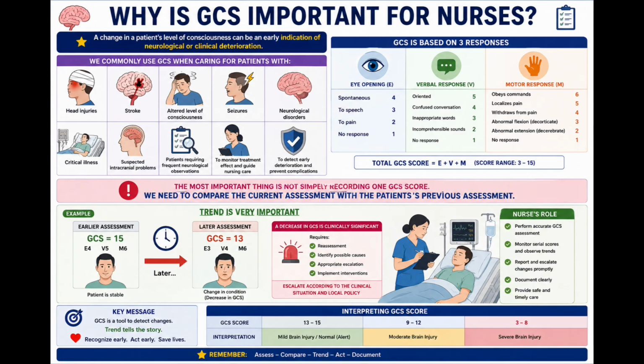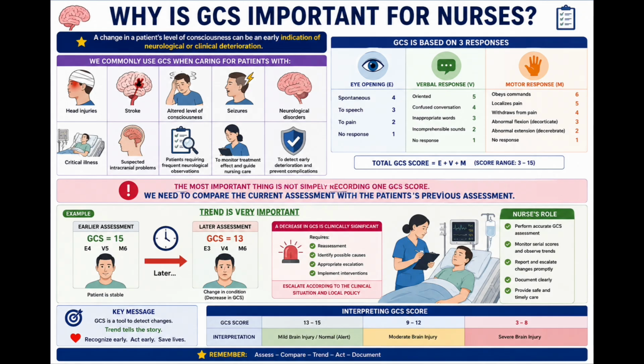Why is GCS important for nurses? GCS is important because changes in a patient's level of consciousness can be an early indication of neurological or clinical deterioration. We commonly use GCS when caring for patients with conditions such as head injury, stroke, altered level of consciousness, seizures, neurological disorders, critical illness, suspected intracranial problems, and patients requiring frequent neurological observations.